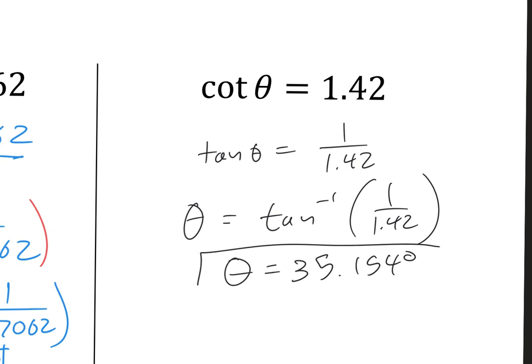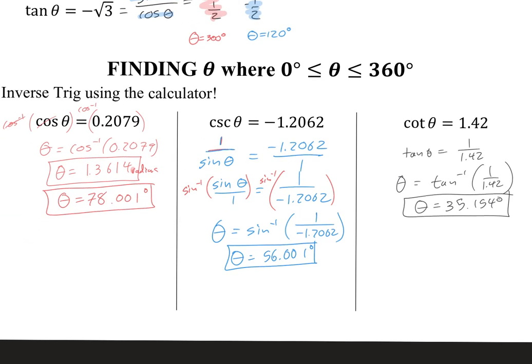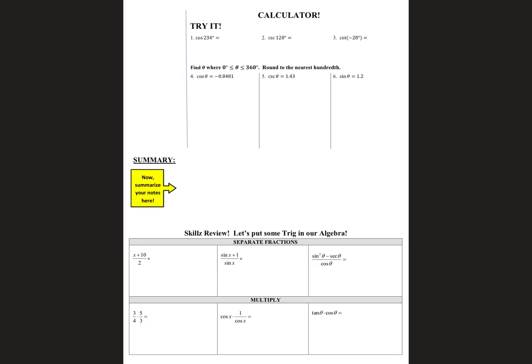35.154 degrees. Boom. Okay, so even though you're using the calculator here, you still have to have some basic trig knowledge. You got to know how to rewrite these in terms of sine, cosine, or tangent, because those are the only buttons your calculator has. So there we go. All right, let's go on to the next page.